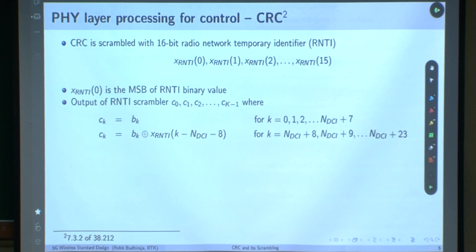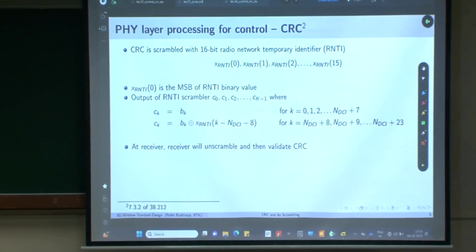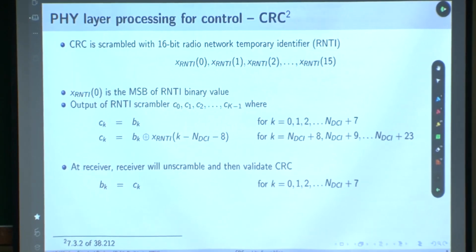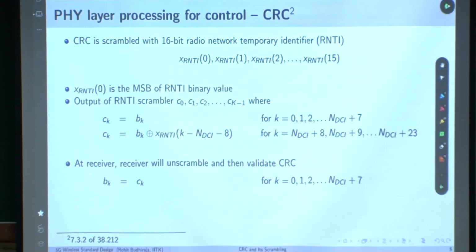So what happens at the receiver? What will the receiver do? The receiver will unscramble and then validate the CRC. What will it have to unscramble with? It will have to unscramble these 16 bits, and for that, of course, it should know the RNTI. So it is assumed that the user has already found out the RNTI.